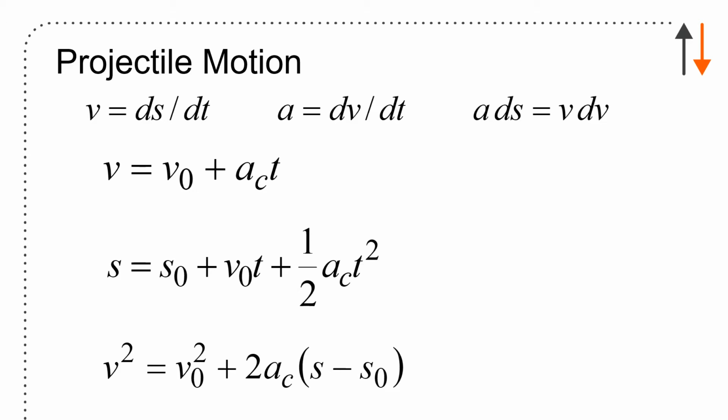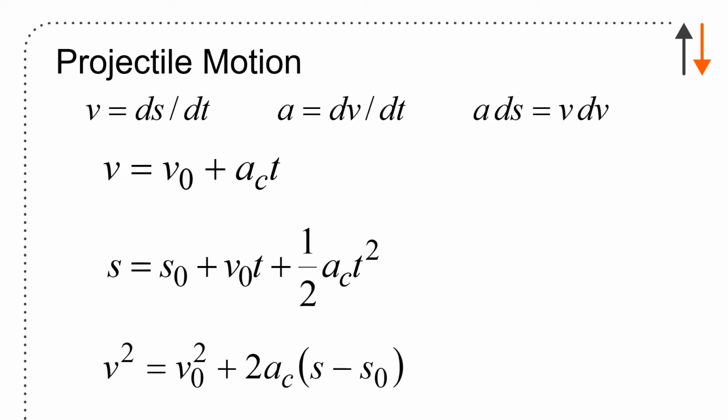So I throw this up because this is the projectile motion absolute or constant acceleration case, and these are the equations we derived in the previous lecture. v equals ds/dt, a equals dv/dt, a equals v dv/ds. And you can also say v is equal to v naught plus a_c t, s equals s naught plus v naught t plus 1/2 a_c t squared, v squared equals v naught squared plus 2 a_c (s minus s naught). So s minus s naught, recall, is distance traveled.